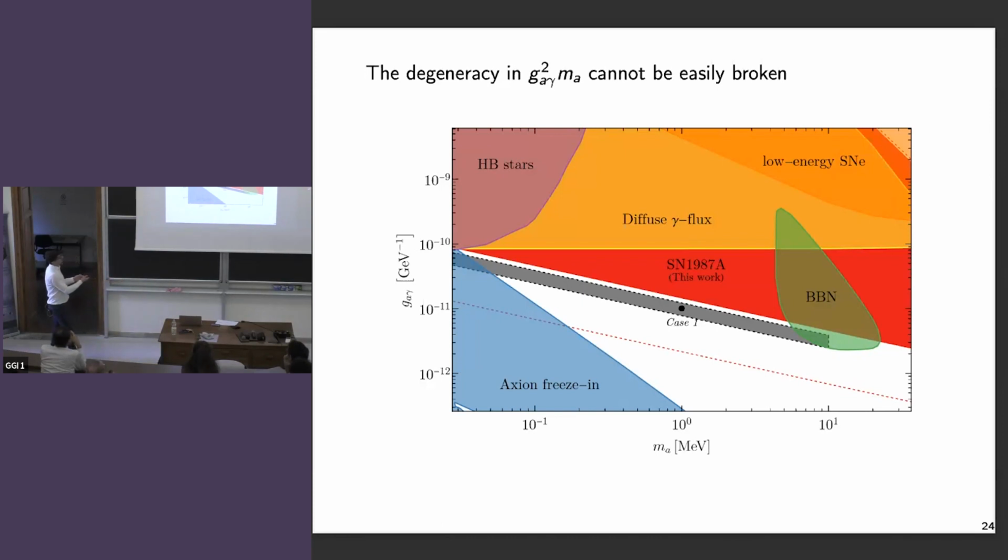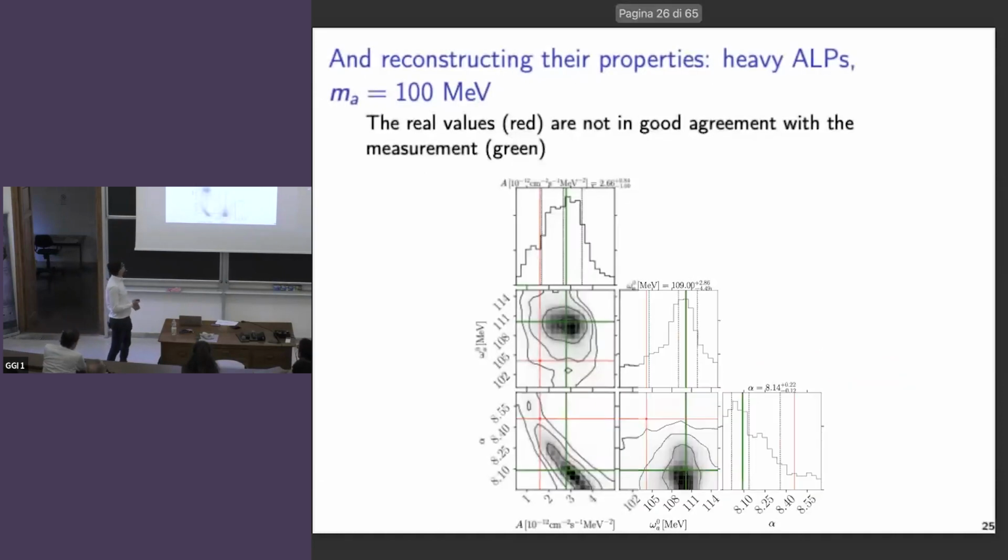So you can distinguish the massless case, let's say the light case, in this case until 10 MeV, and larger masses. And indeed, how do they prove this? Actually, they repeat the same analysis considering larger values of the mass, so case 2, and you can see here that actually there is a very bad reconstruction of the ALP parameters.